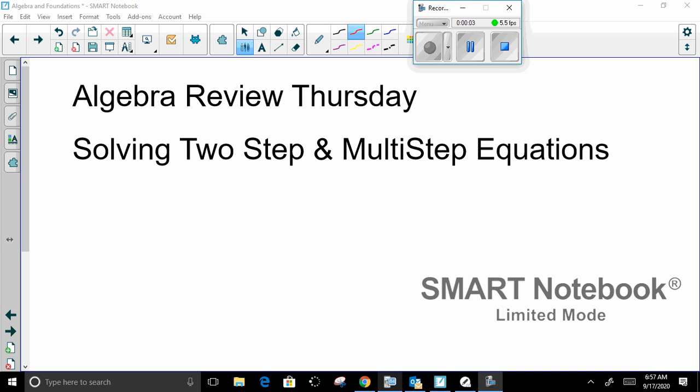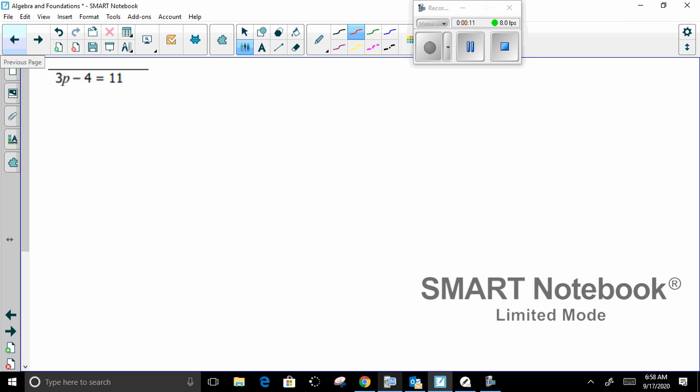Hi all. Today we're going to review solving two-step and multi-step equations that you've done this week, whether it was with me or while you're on your own distance learning at home. So let's look at the first equation we have. 3p minus 4 equals 11.